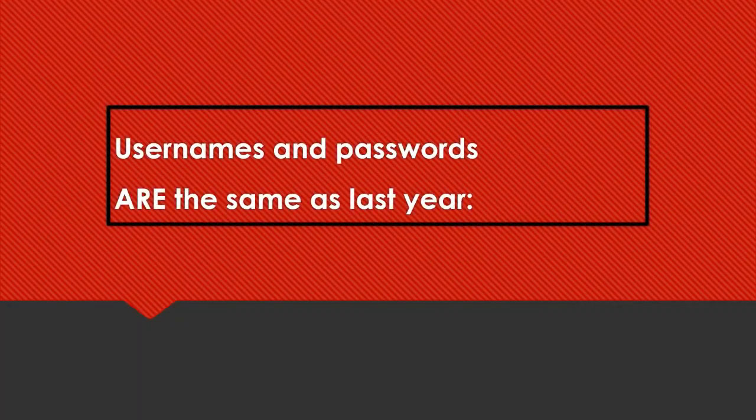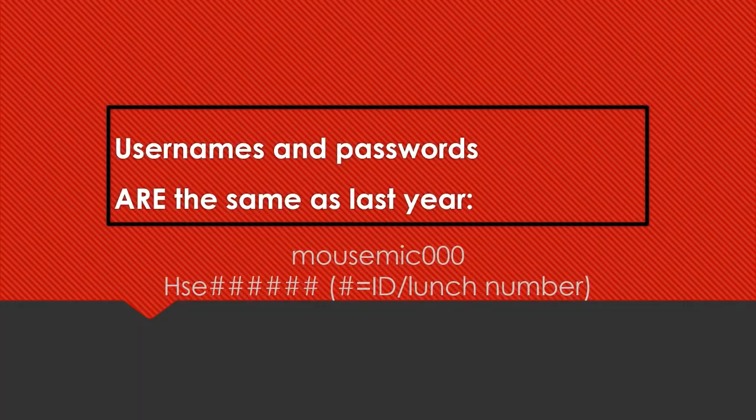The first thing you need to know is that your username and password did not change from last year. It has stayed the same. It should follow the formula of 5 letters from your last name, 3 from your first, followed by 3 digits, which are usually zeros. Your password, unless you changed it, should be capital H, lowercase s, lowercase e, followed by your 6-digit ID or lunch number.